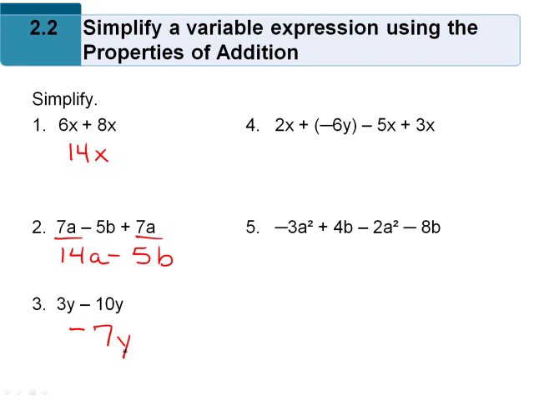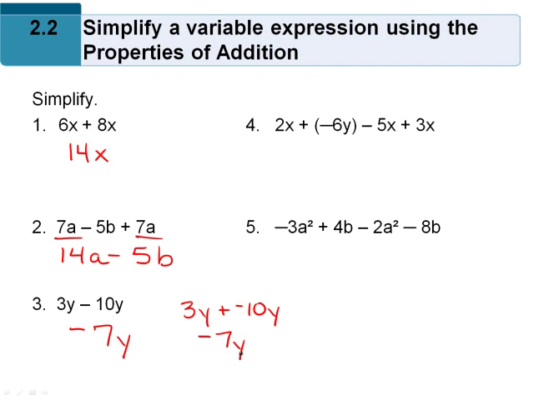Now, because we're only in the second section of chapter 2, if you right now still feel more comfortable doing keep, change, opposite and getting negative 10y there, 3y plus negative 10y, and then it's easier for you to see negative 7y, for right now that's okay. But you want to work towards not changing the subtraction signs and just taking it with the number behind it. It's going to make your life a lot easier, okay? So either way is fine.